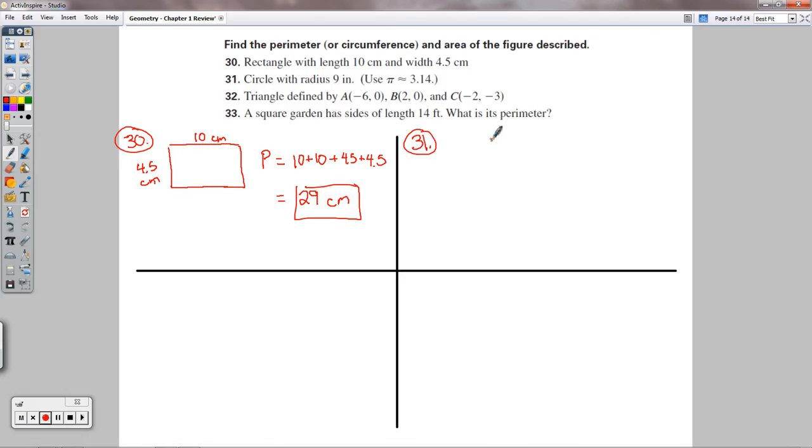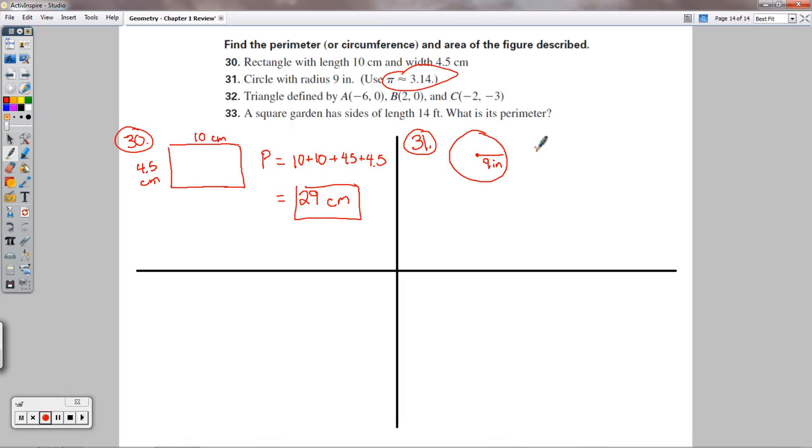31, if you had a circle with a radius of 9 inches. And it says to use pi as 3.14. Therefore, I'm going to plug it into a calculator as 3.14 and not use the pi button on my calculator. I think using the pi button generally is a better answer. I know it is a better answer, but if it says to use 3.14, that's what we're going to do. So find the perimeter or circumference. Circumference is the perimeter of a circle. So it's walking around the outside of the circle.